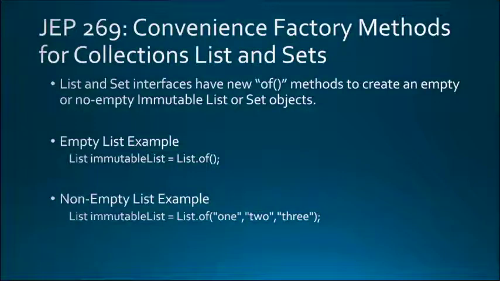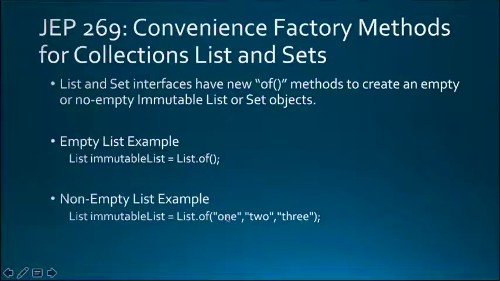Convenience factory methods for collections, lists, and sets. There are also some additional changes for maps that we'll get to in just a second. So here, lists and sets now have a new of method. So you can now do a List.of. This now allows you to create an empty or non-empty immutable list or set. So this is how you can define an empty immutable list. Or you can actually define a full list of immutables. So you can actually do a list of 1, 2, 3.